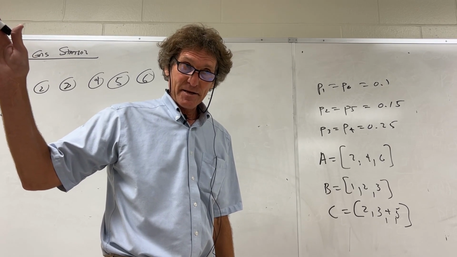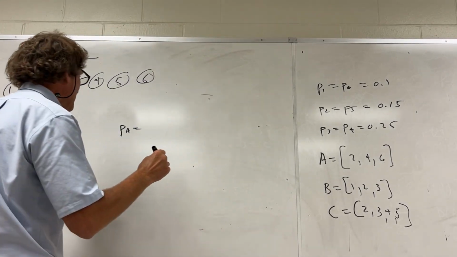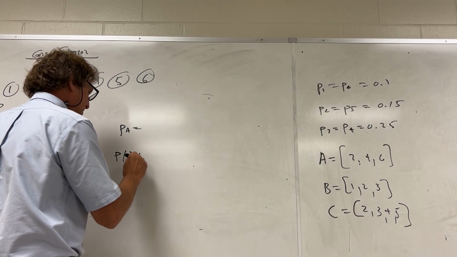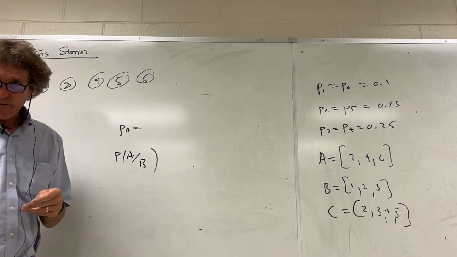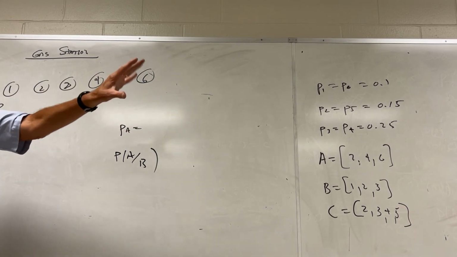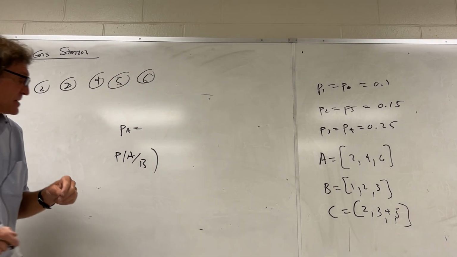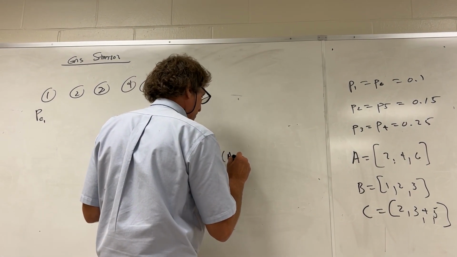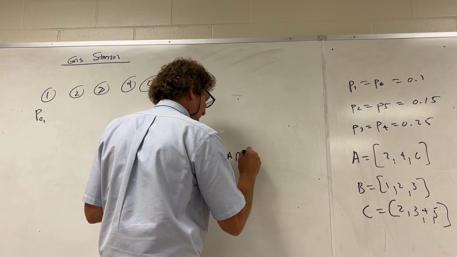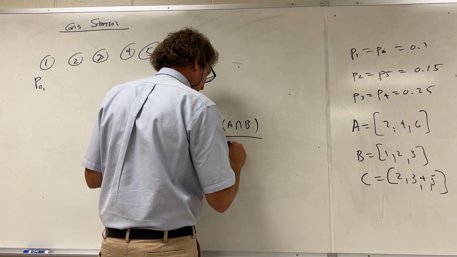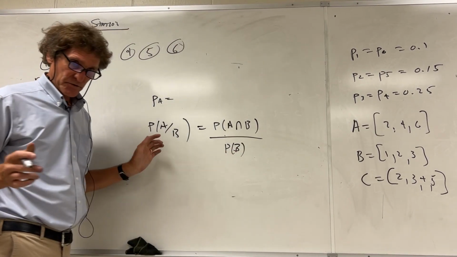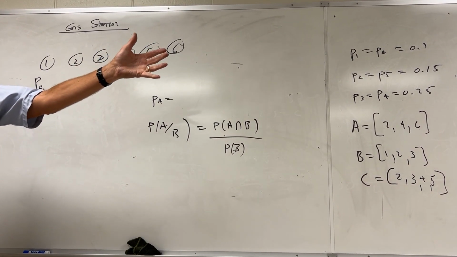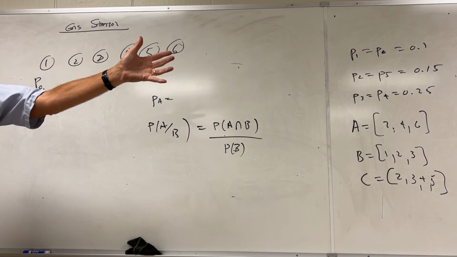P of A given B. So then he's asking for the probability of A given B. Remember what we just said with that Venn diagram stuff? So this is equal to the probability of A intersect B over the probability of B. Y'all follow me? I could draw the Venn diagram of that, but that's just what I had down.